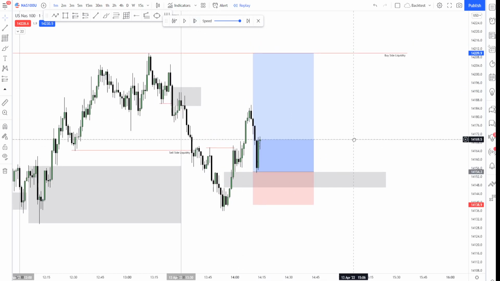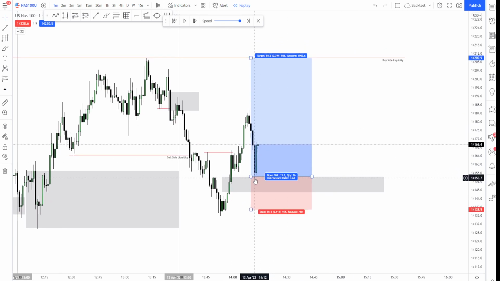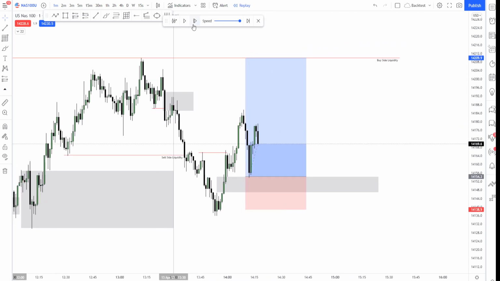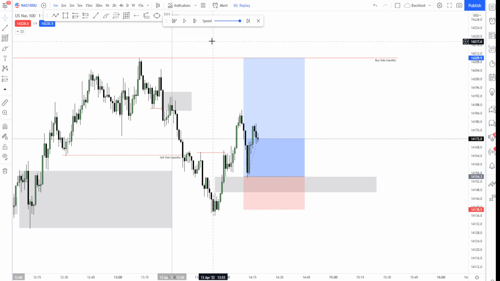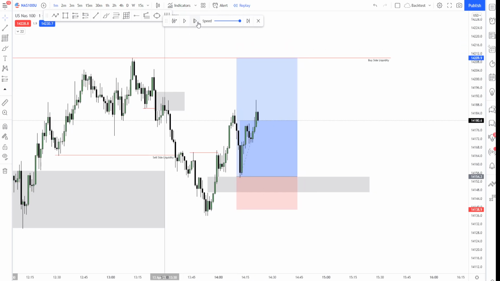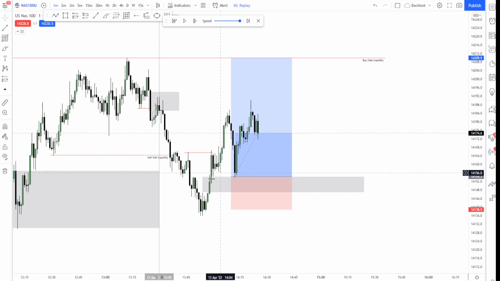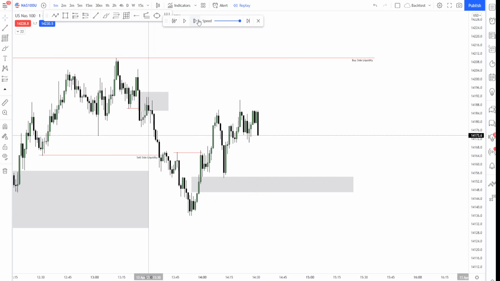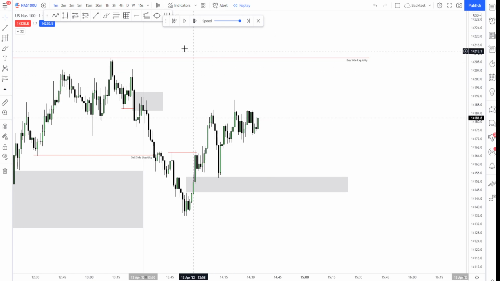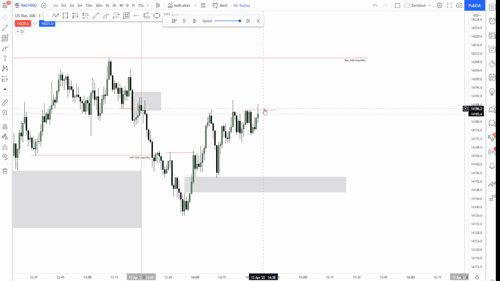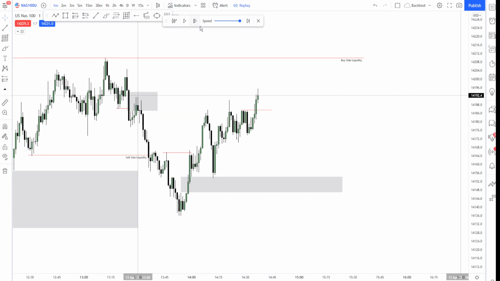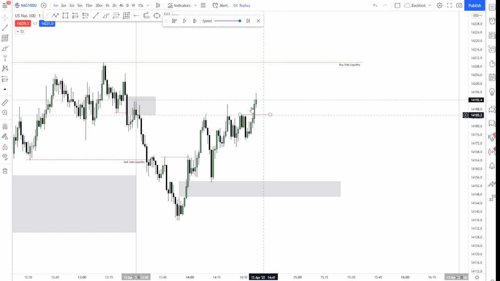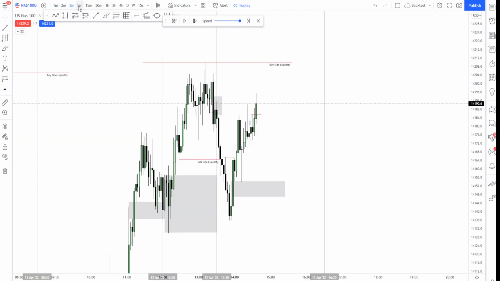Okay, so price comes into this, and now we're looking for price to attack buy side liquidity. What does price do? Continues up for another break of structure right here. Price breaks, displaces. Let's have a look on another time frame.